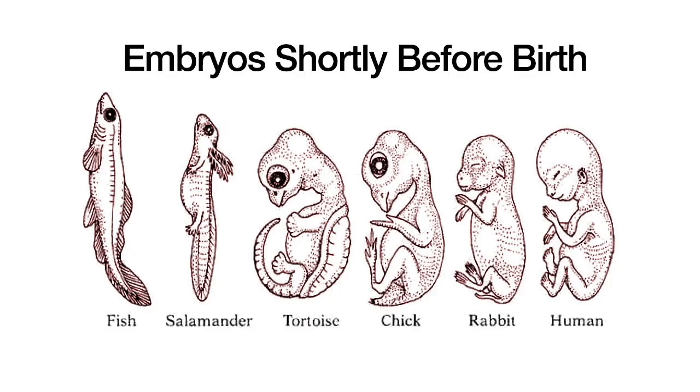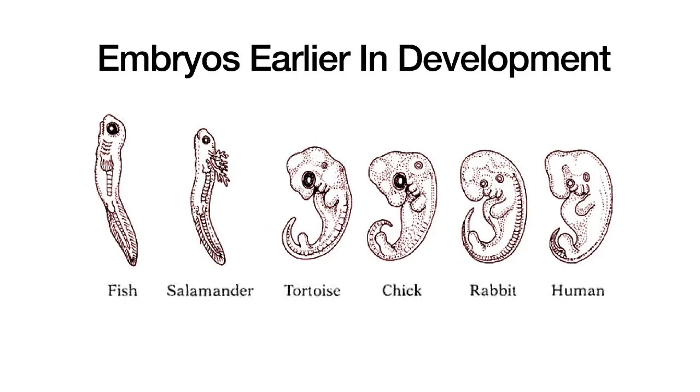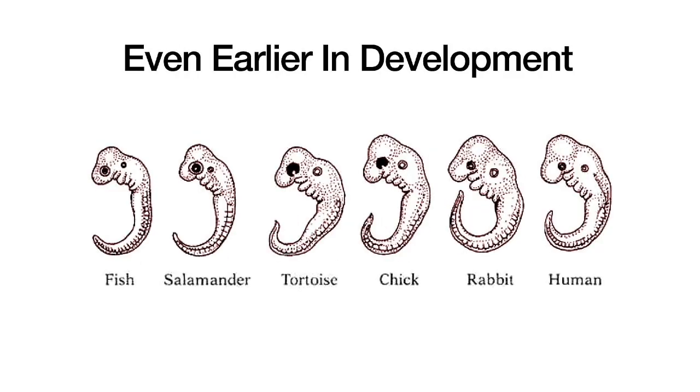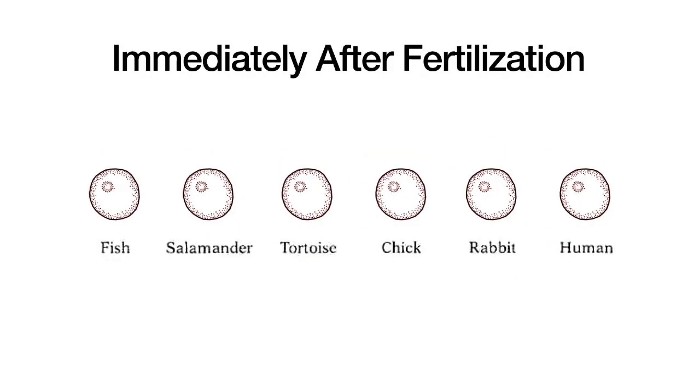We would say, yeah, that one is definitely a fish, and that one's a salamander. It's got little legs. And there's the tortoise. We can see that. And there's the chick, and there's a rabbit, and there's a human, and they're all different. Well, if you go backwards a little bit from this point, you see they are starting to look a little more the same. And this is the illustration I showed you at the beginning, in which they look very much the same. But you know when they look exactly the same? Right after fertilization, when they're just one big cell. They look exactly the same. So what does that prove?